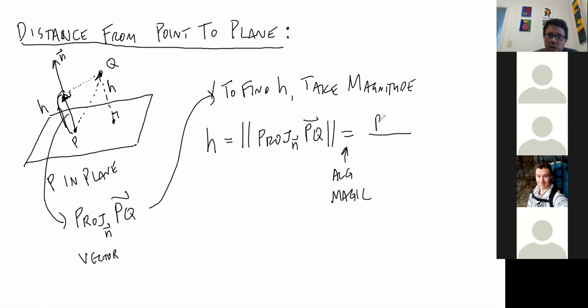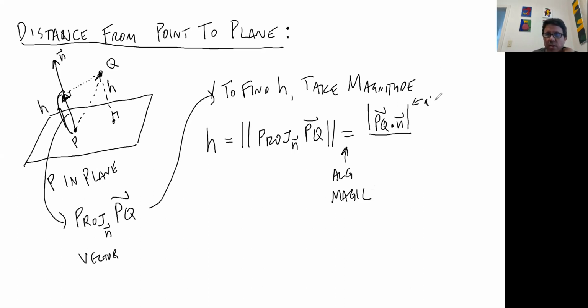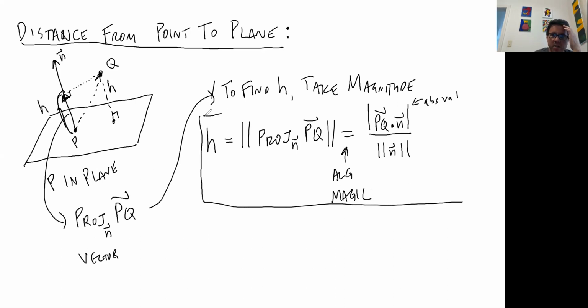It's Q dotted with N, and that could be negative, so I take the absolute value, these bars mean absolute value. And then I divide by the length of N. That is now my distance formula, not from a point to the line, that was before, this is from a point to the plane. So if I knew Q, I'd have to find P, I'd have to find N, and then I would just use this formula.